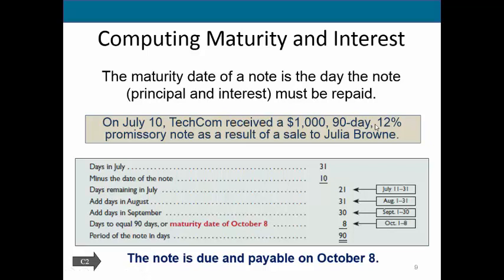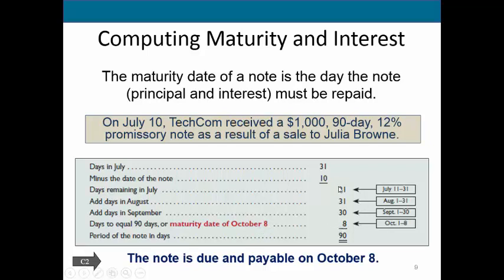So you can see here we've just got some information. Again, this was a note on July 10th. So we have to see how many days of interest they are going to earn in July. July has 31 days, 10 days already passed. So in July, they will earn interest for 21 days. Then they will earn interest in August for 31 days. Then they'll only get 30 days in September. And then the note matures on October 8th because that gives us the 90 days.